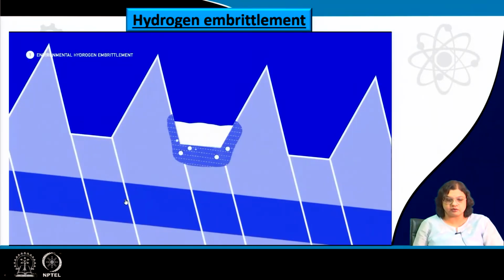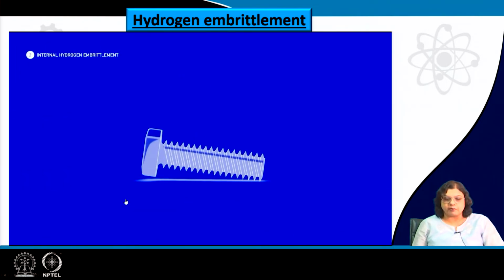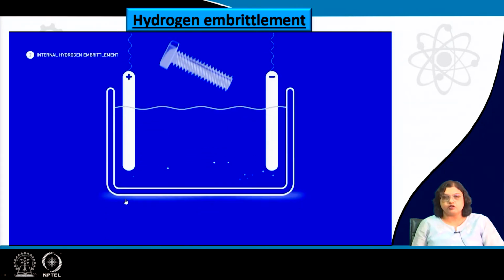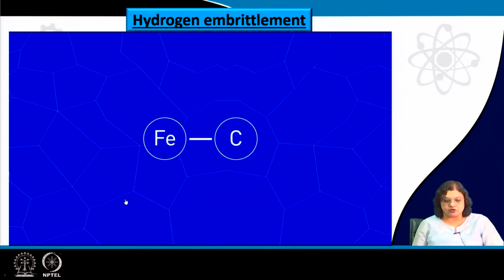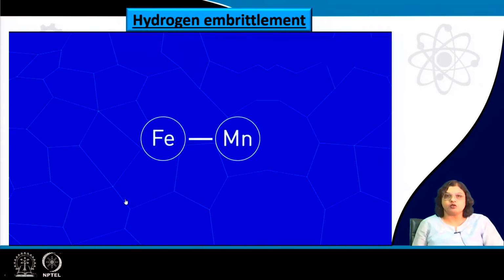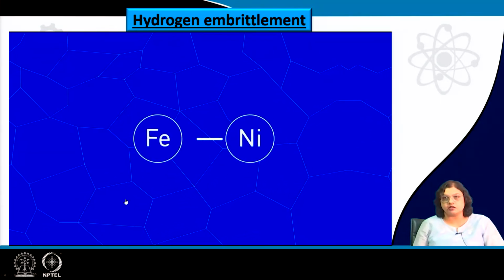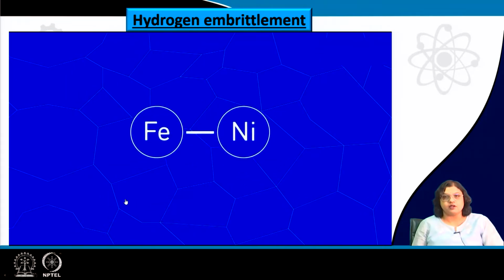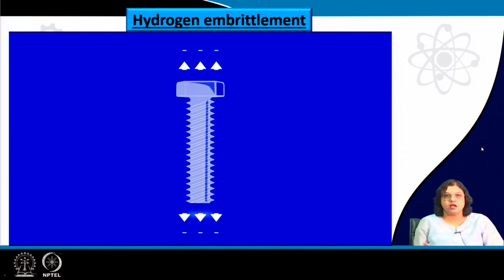Either this could be based on the presence of hydrogen in the environment through the corrosive reaction, or it could be during the manufacturing process itself, by which the hydrogen can enter during the process of welding or electroplating, as has been discussed already. This is applicable not only for plain carbon steel, but also for alloy steel or some other metallic systems as well, in which hydrogen acts as a detrimental side.